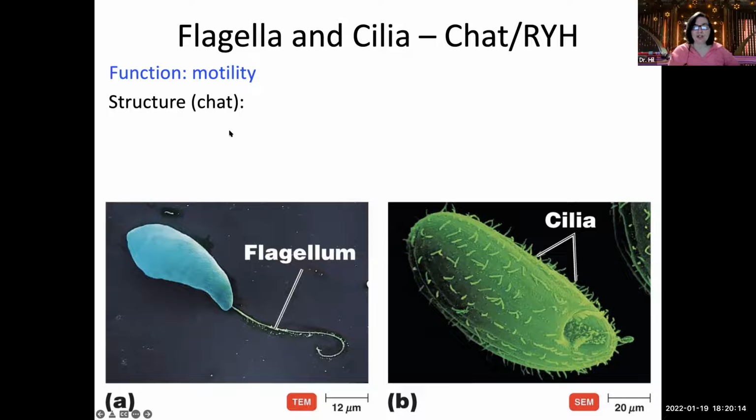Now, the structure, what is a eukaryotic flagellum made of? The cilia is actually made of the exact same thing. What is its structure? Eukaryotic flagella and cilia, how would you describe their structure? What are they made of?